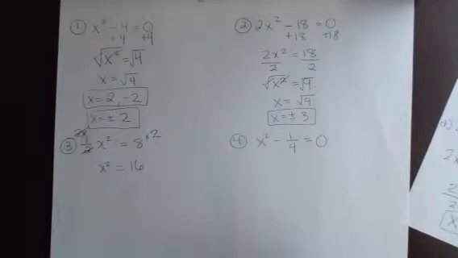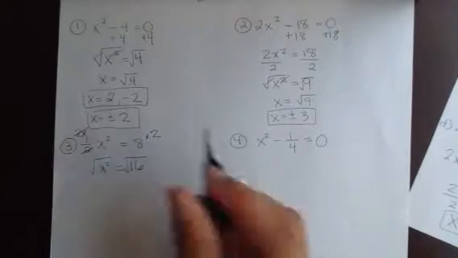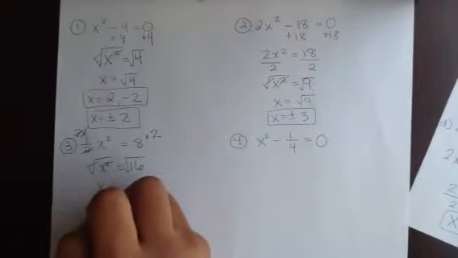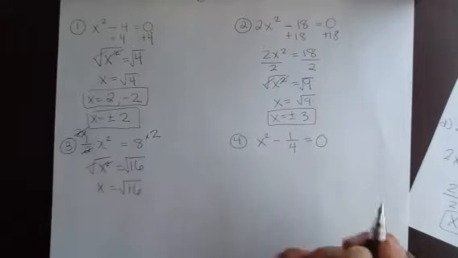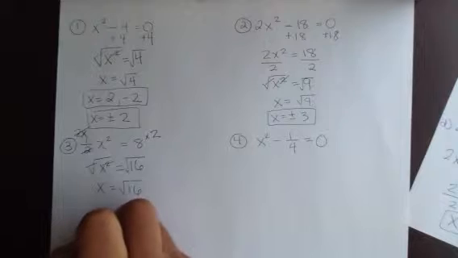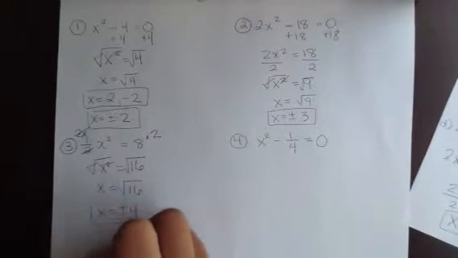The next step is to find the square root of both sides. Again, my square root and square cancel each other out, which gives me x is equal to the square root of 16. The square root of 16 is not just 4, but it's also minus 4. So plus or minus 4, that would be my answer.